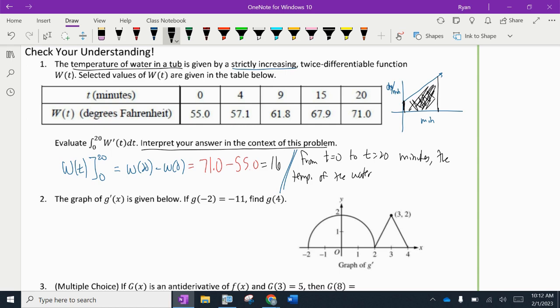The temperature of the water changes. Could we say increases? It's positive. If it was negative, we could have said decreases. Either changes or increases by 16. What's the label? Degrees Fahrenheit. There is the interpretation.